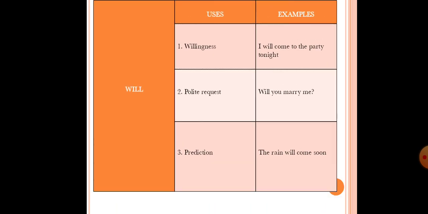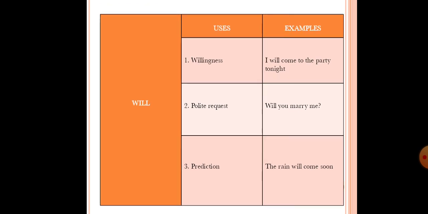Next, will uses willingness, kemauan. Example, I will come to the party tonight. It's absolutely right. I will come to the party tonight. I will eat right because I'm hungry. I will study hard. Polite request. Will you marry me? Will you marry me, please? Never mind. Prediction. The rain will come soon.